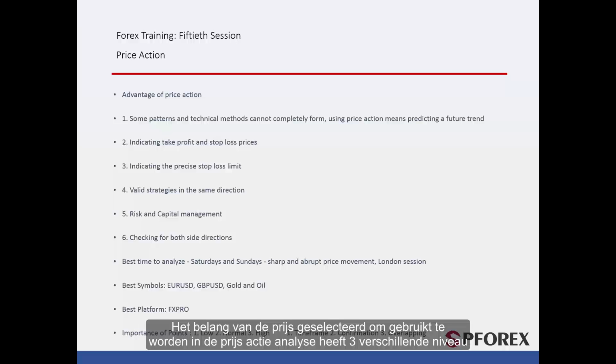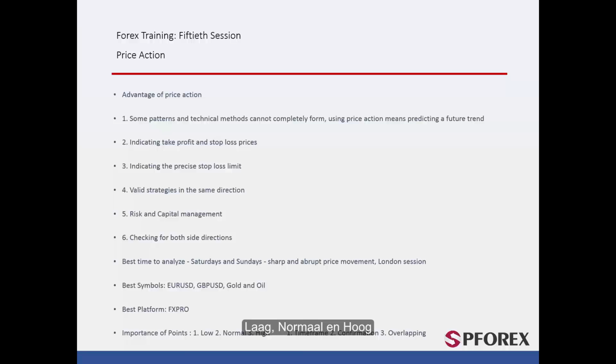The importance of price selected to be used on price action analysis has three different levels: low, normal and high. The importance can be specified by different factors. Firstly, the time frame. The importance of analyzed price on M5 and M15 is low, while price in a weekly and monthly time frame has a higher importance on price action analysis.